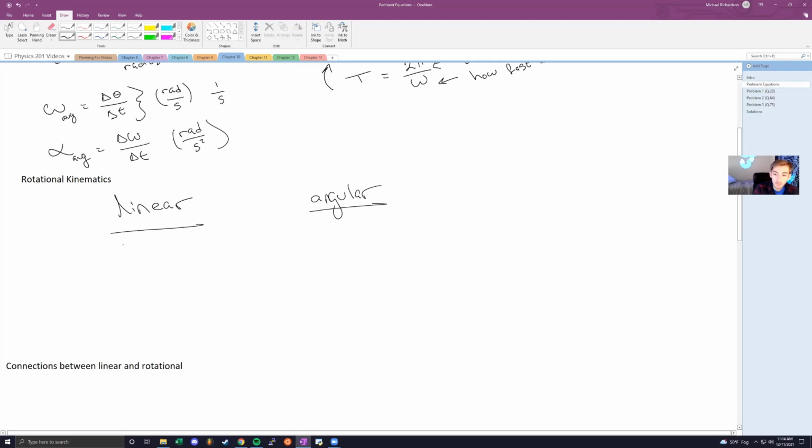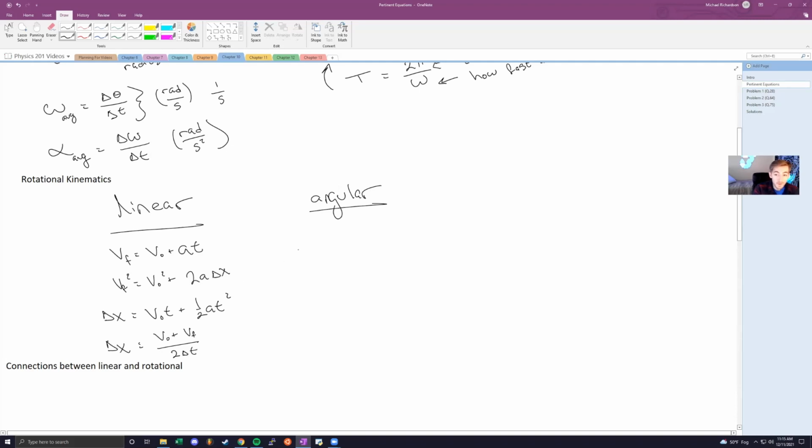So if we have our linear kinematic equations over here, I'll write them out, and these should look familiar to you. V final is equal to V naught plus acceleration times time. V final squared is equal to V naught squared plus 2a times our change in position. Our change in position is equal to V naught t plus 1/2 at squared. And then we also get that our position is equal to V naught plus V final divided by 2 times delta t.